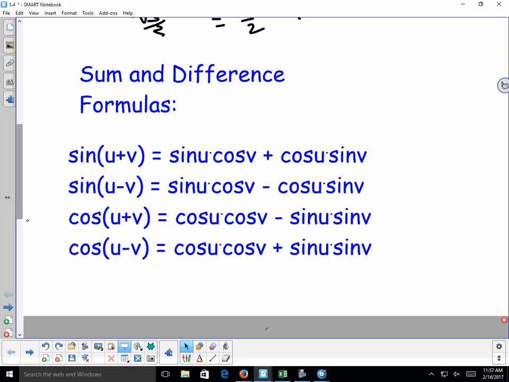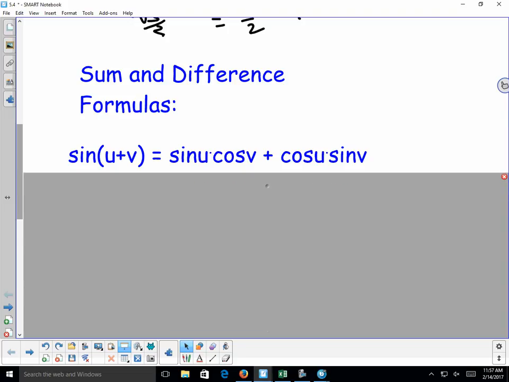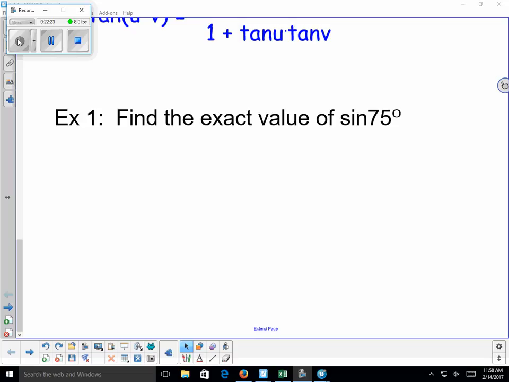Okay, so our sum and difference formulas, I put them on the gift for you also. Can we just number these for right now? Okay, so let's take a look at number 1.